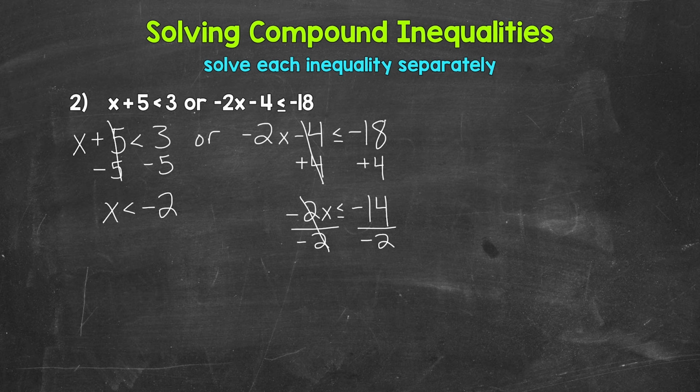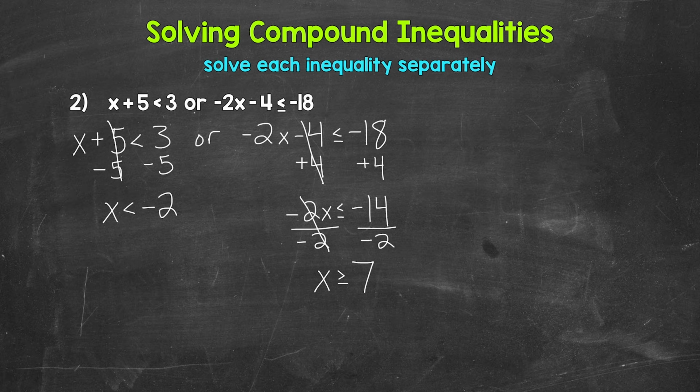So these negative 2's cancel each other out. We have x, the inequality symbol flips. So we have x is greater than or equal to. And then on the right side, negative 14 divided by negative 2 gives us 7, a positive 7. Remember, a negative divided by a negative equals a positive. So x is greater than or equal to 7. And now we are done solving our two inequalities.